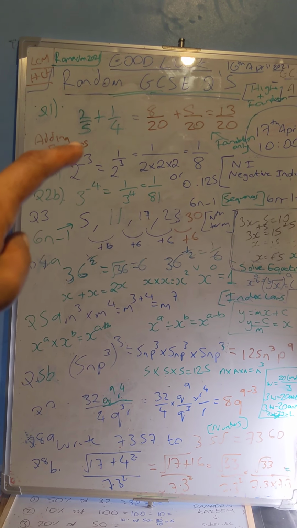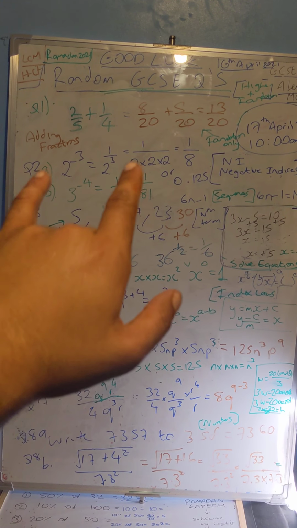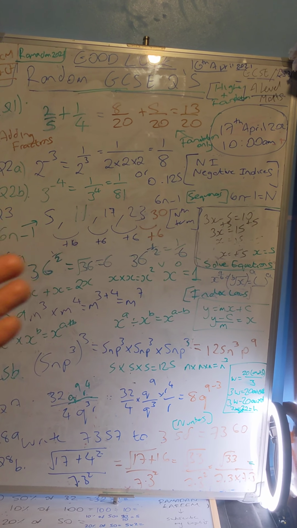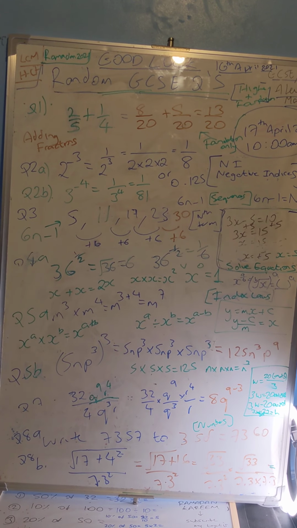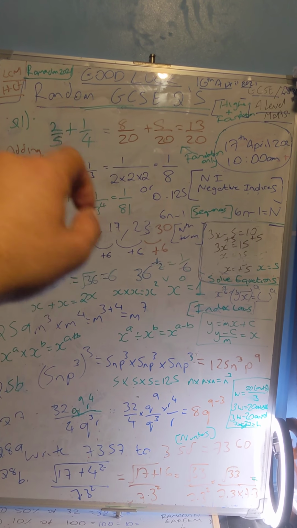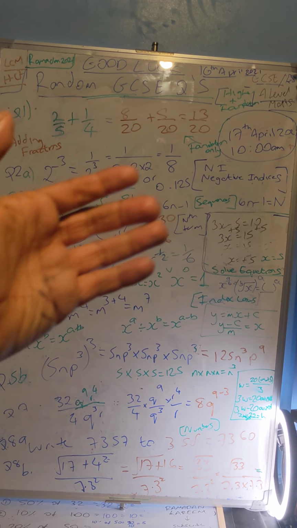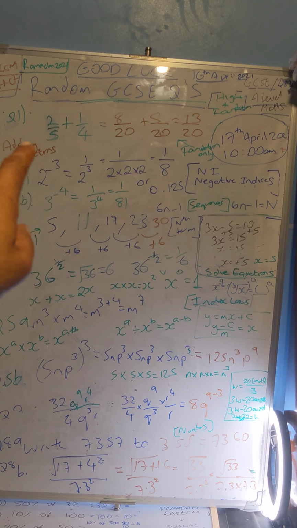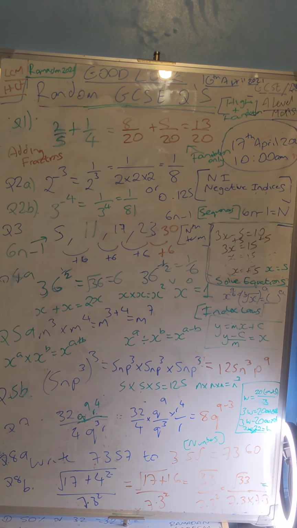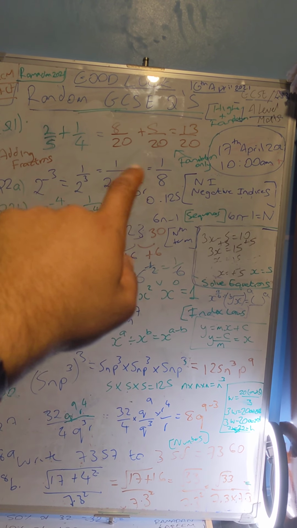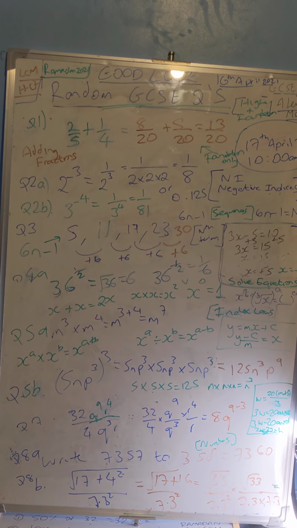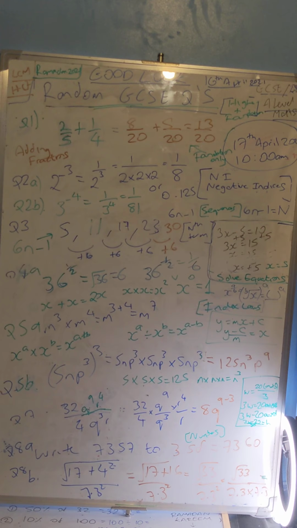Question one, we've got 2/5 plus 1/4, guys. So it is looking at common denominators. This question is foundation only, but it's appropriate for higher tier as well. The common denominator between 5 and 4 is going to be 20. So 2/5 equals 8/20, because 5 times 4 is 20, and 2 times 4 is 8. And 1/4: 4 times 5 is 20, and 1 times 5 is 5. So it's 8/20 plus 5/20, which equals 13/20, guys. So that is question number one.